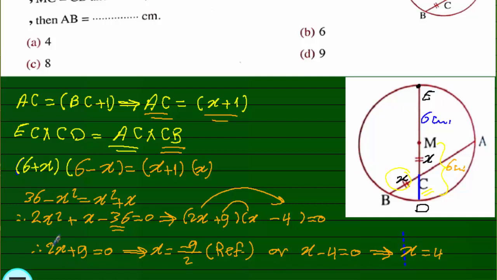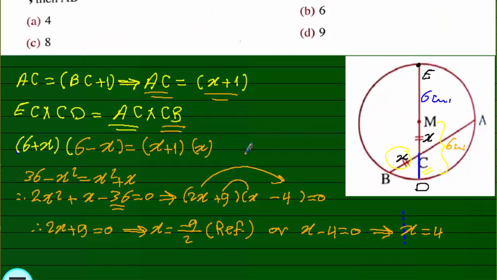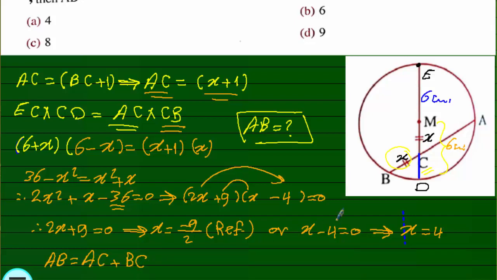Okay, so we have AC. Don't forget that the required here is to find the length of AB. The length of AB here. What is the length of AB? This is the required here. Okay, AB equals AC plus BC, right? All the length of AB equals AC plus BC.